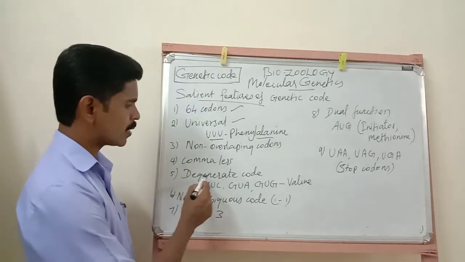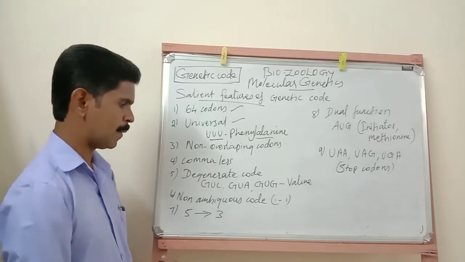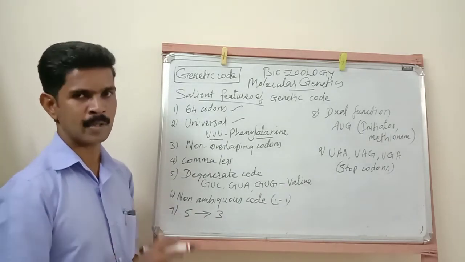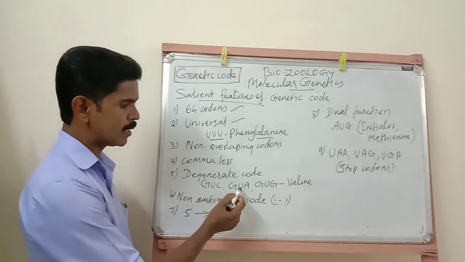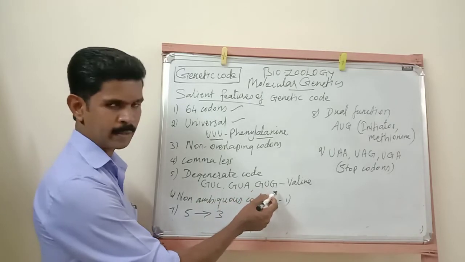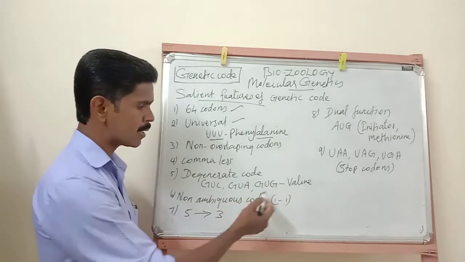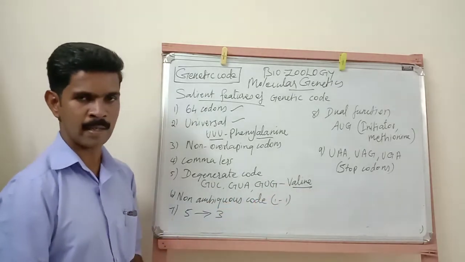Then, next one is degenerate code. Degenerate code means more codons code for a single amino acid. For example, see GUC, GUA, GUG. All these three are different codons, and these three codons code for the single amino acid valine.